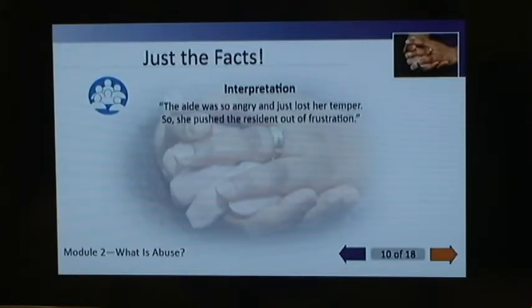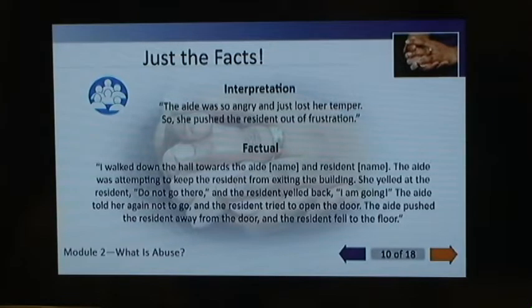Remember when you're reporting not to interpret what happened. Just give the facts. Saying, for example, as in this clip, that the aide was so angry and lost her temper, so she pushed the resident out of frustration, is giving your interpretation of what happened. It would be better to say the facts.